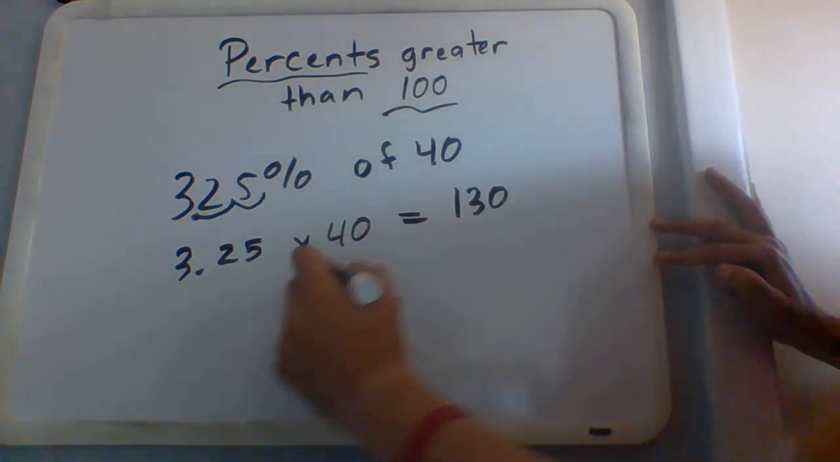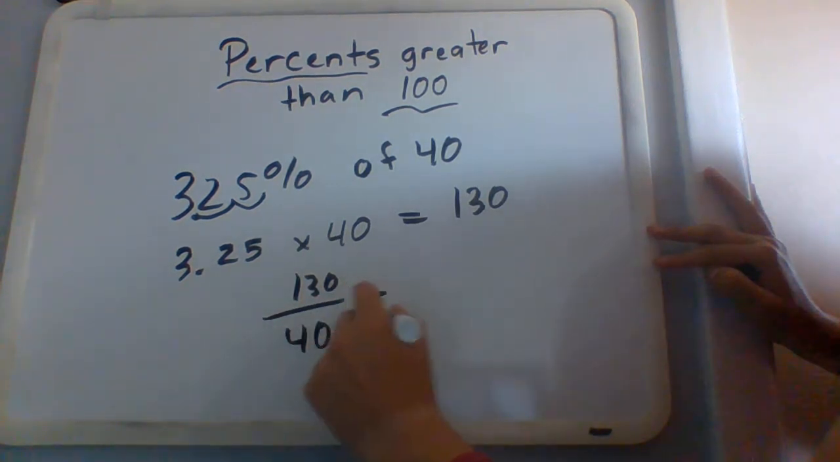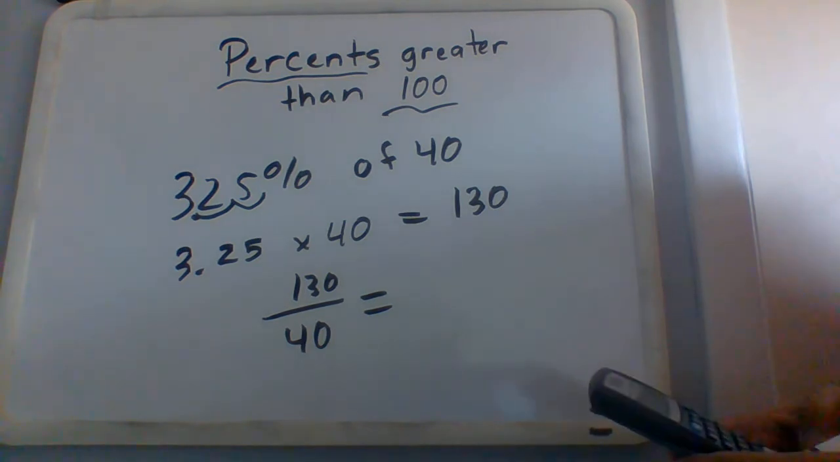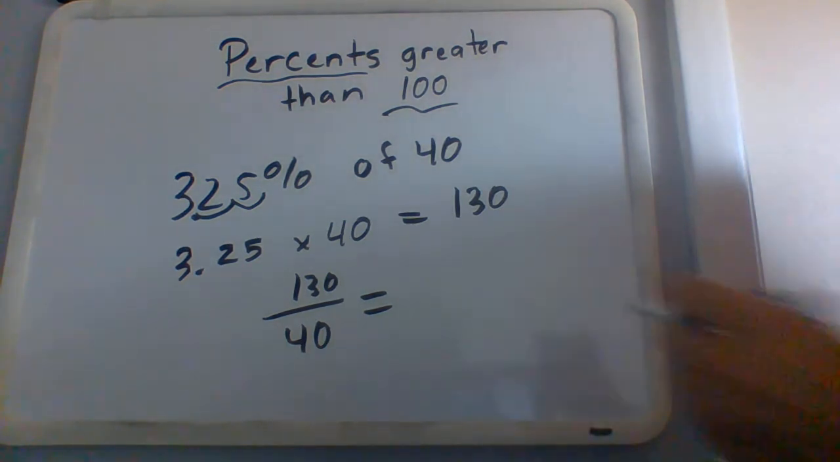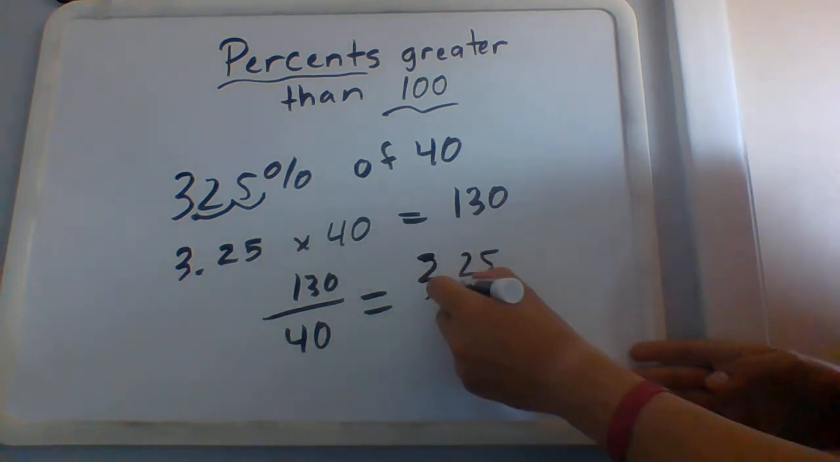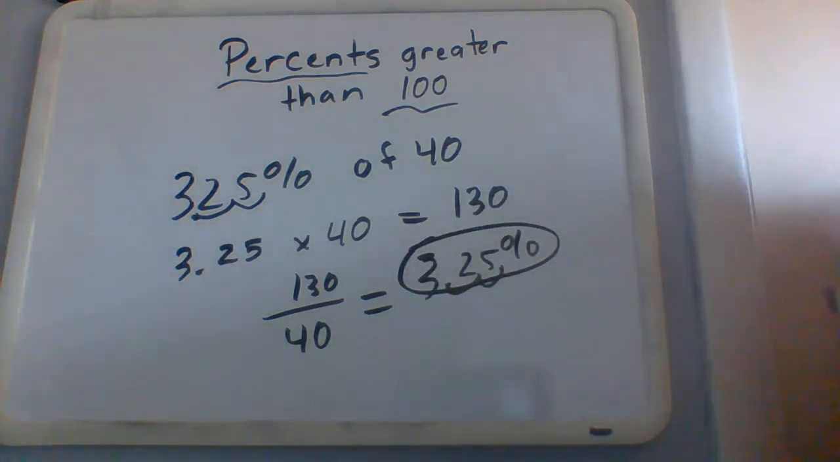Now, check your answer. 130 divided by 40, I'll plug that in my calculator. Now I'm going to get an answer of 3.25. And I move it twice, 1, 2, and I have 325%.